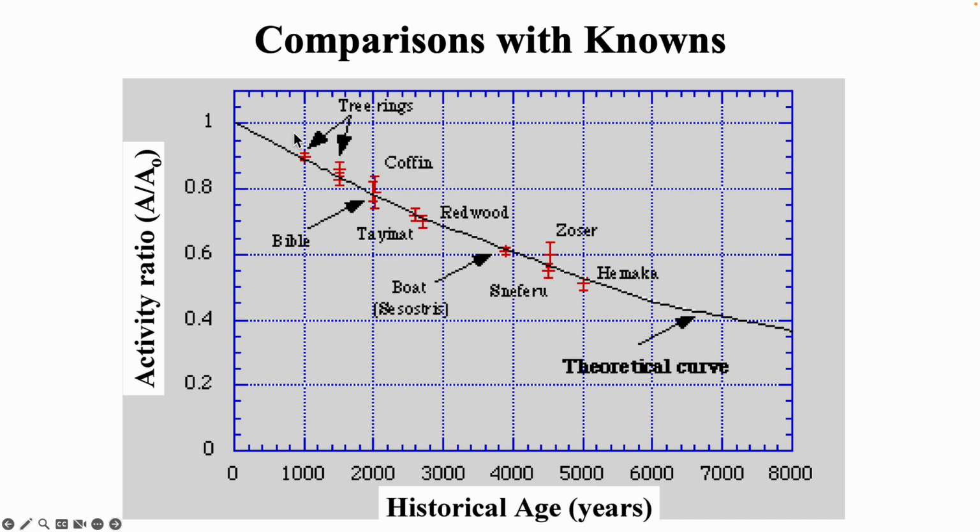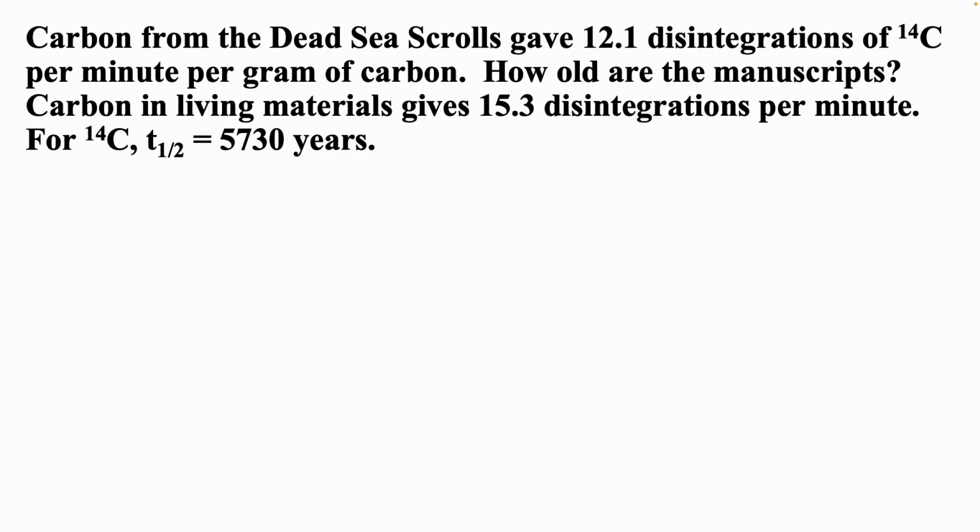And so based on tree rings, things that have dates on them, the line here is the theoretical curve. The red crosses correspond to actual data. And so you see the actual data falls on those lines. And again, you can get down to about 6,000 years. And so the carbon from the Dead Sea Scrolls gave 12.1 disintegrations of carbon-14 per minute per gram of carbon. How old are the manuscripts? Carbon in living organisms gives 15.3 disintegrations per minute per gram.